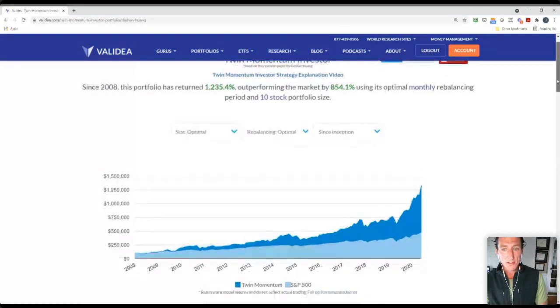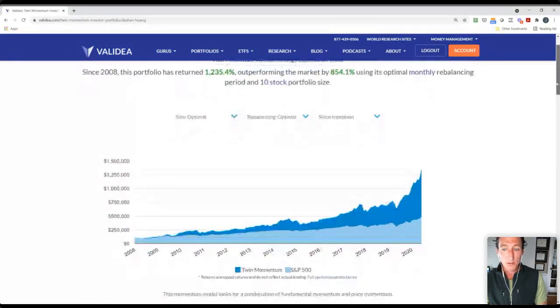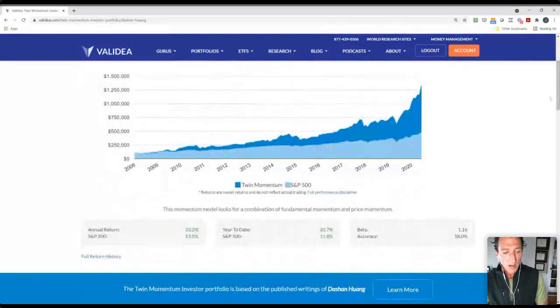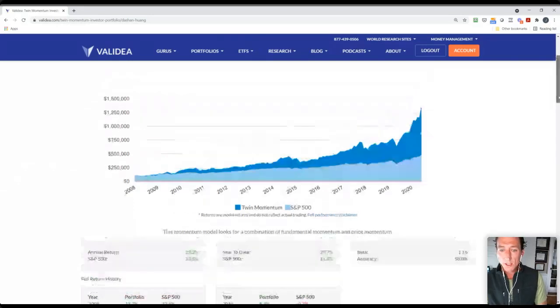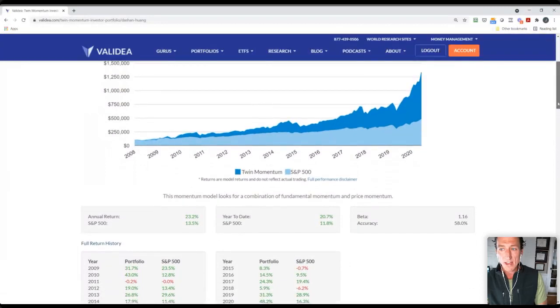Here, again, this is the Twin Momentum 10 stock monthly rebalance portfolio. Obviously, this strategy, based on the chart, has pretty nice outperformance even coming into the pandemic. But then since the pandemic, and this is true of many of the models that we run, things have kind of gone parabolic here with some of our strategies. So, a lot of the excess returns have really come in the past year.